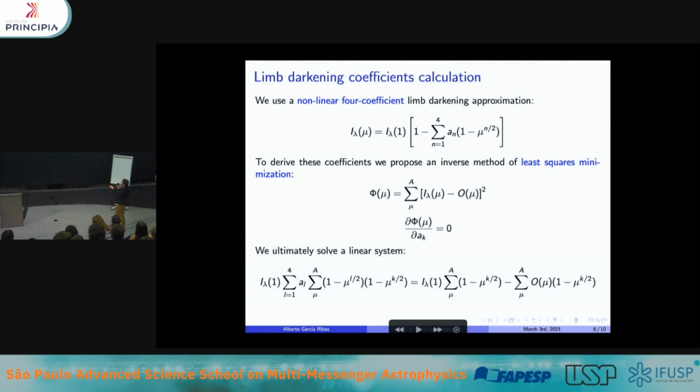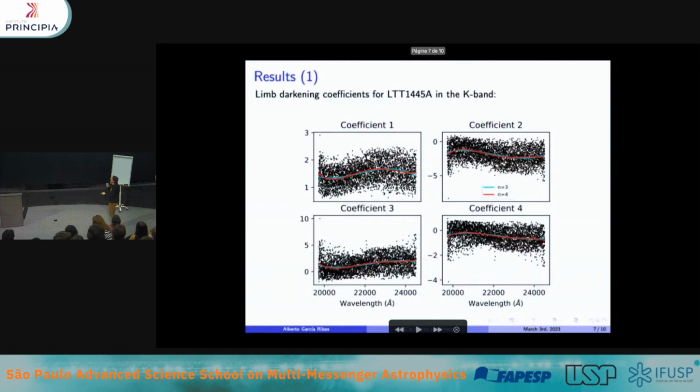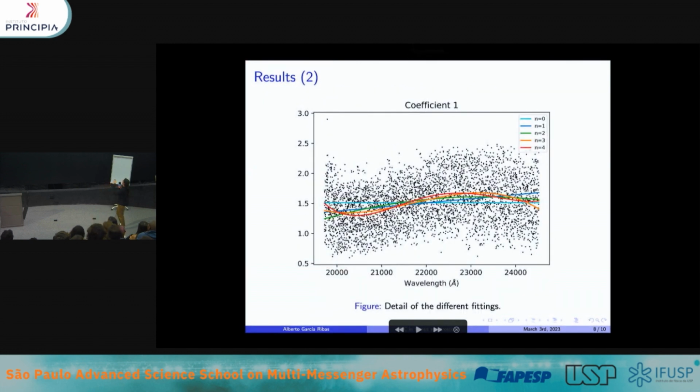Here, these are the components. Basically, we get these coefficients for the K band. We were expecting a linear trend. We didn't find it. So I tried to plot several polynomials. You can see that after order 2, they basically behave the same way. So for simplicity, we chose the cubic formula.